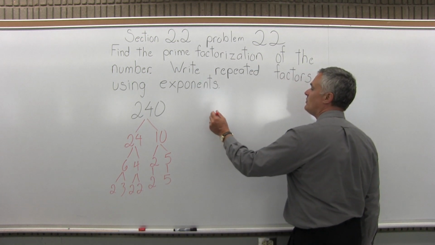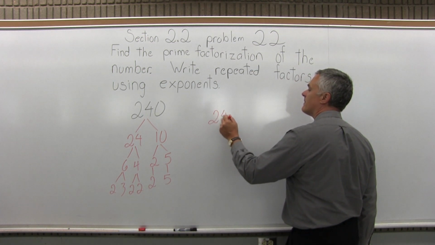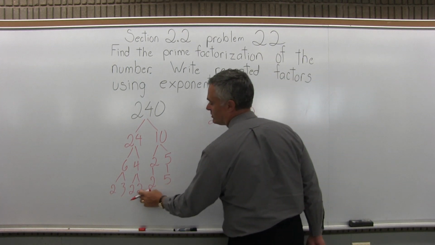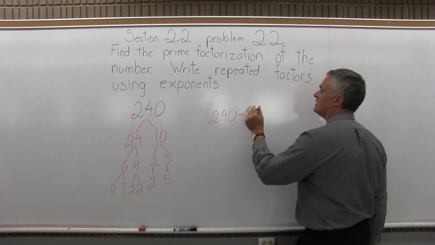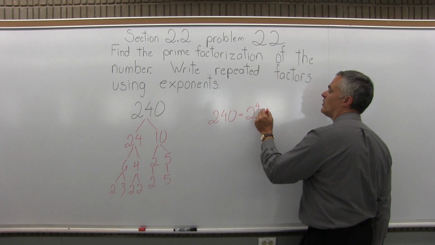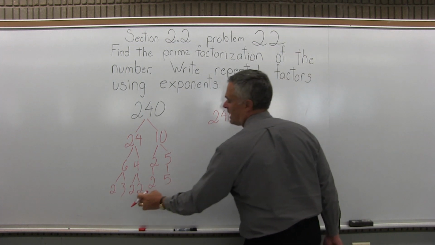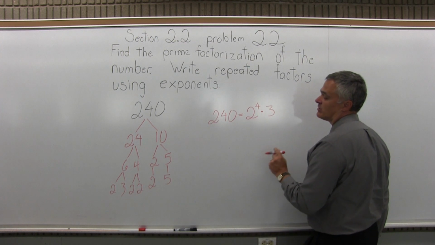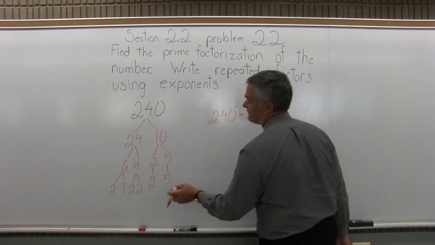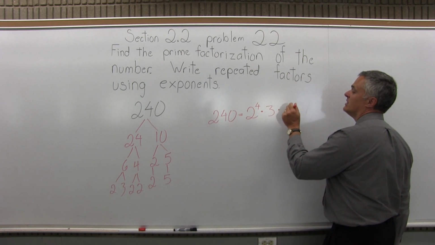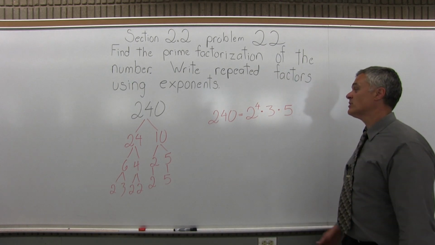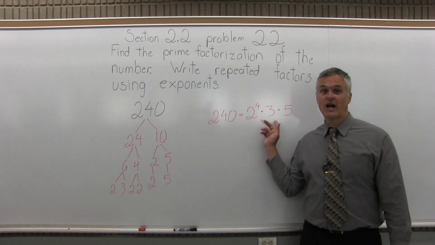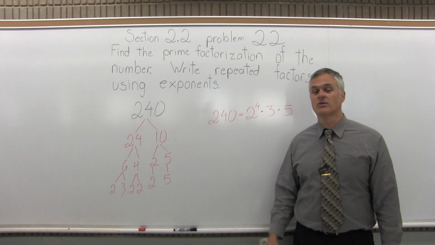So 240 equals 2. Now 2 shows up 1, 2, 3, 4 times. So to use exponents, that would be 2 to the 4th times. I'll put the 3 next. There's only one of those, so 3 to the 1st power. And 5 also shows up only once. So the prime factorization of 240 is 2 to the 4th power times 3 times 5. Those are the primes that multiply to make 240.